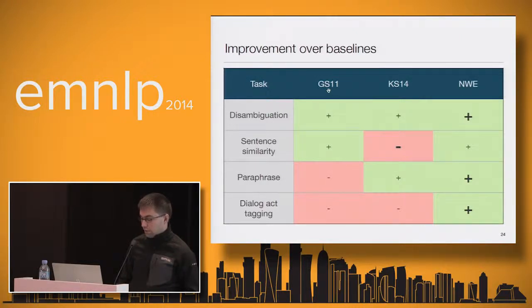If you look at the smaller BNC-based vector space, because it was so small and we lemmatized it, we couldn't perform well on the large-scale tasks, like paraphrasing and dialogue tagging. However, the neural vectors have a large vocabulary, and they managed to perform nicely everywhere.